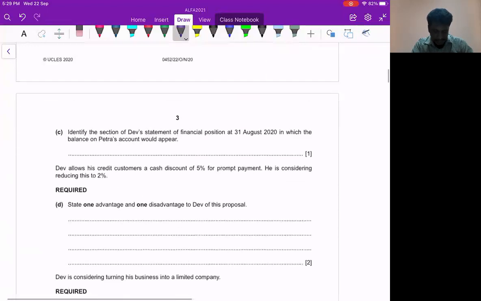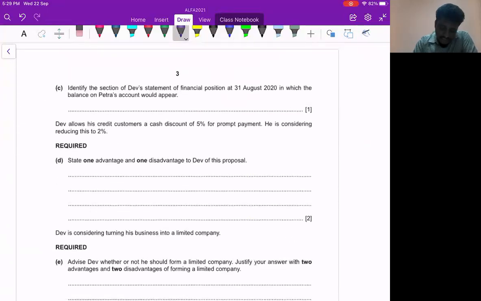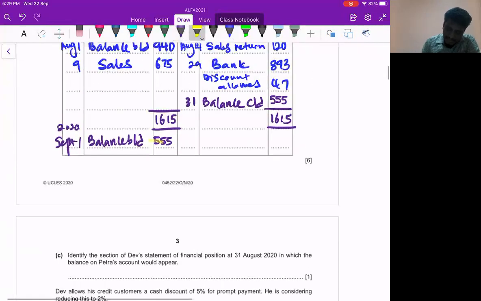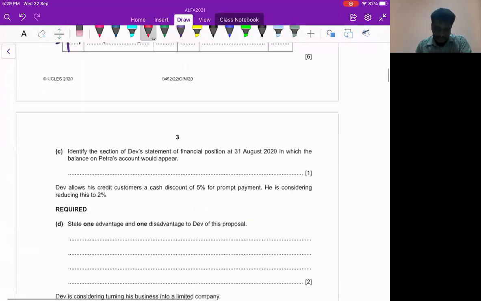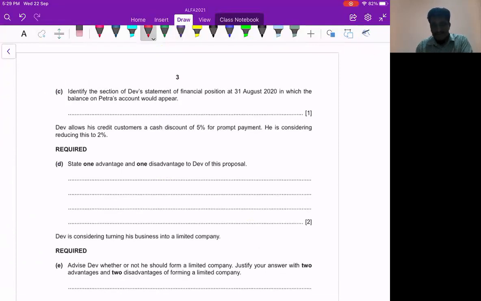Okay, next one. Identify the section of the statement of financial position on 31st August in which the balance of Petra would appear. It's on the debit side. If it is a debit side, it means it's an asset. But which asset? Current asset or non-current asset? It will be a current asset because trade receivables are current. Only the non-current assets are the long-term assets. So this will be current assets. 3 marks also.